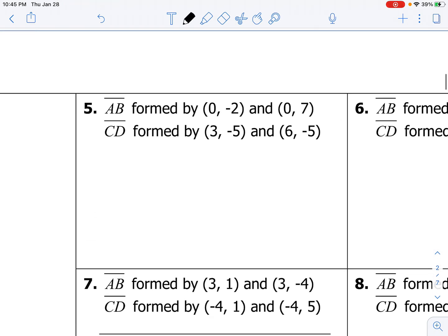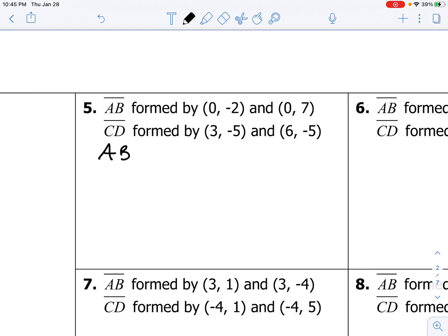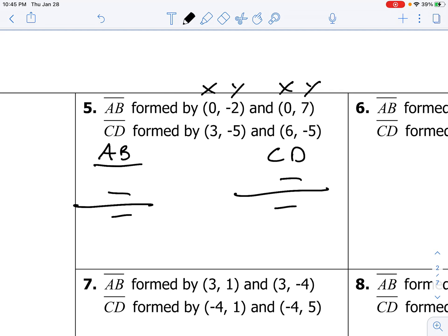Okay, so number 5. These are a little bit tougher because there's a few more negatives in it. So again, we've got an AB, and then we've got a CD. Here's our X's and Y's. And you do them the exact same way. Drop our Y's down on top, negative 2 and 7. Drop our X's down on bottom, 0 and 0. So negative 2 minus 7 is negative 9 over 0.